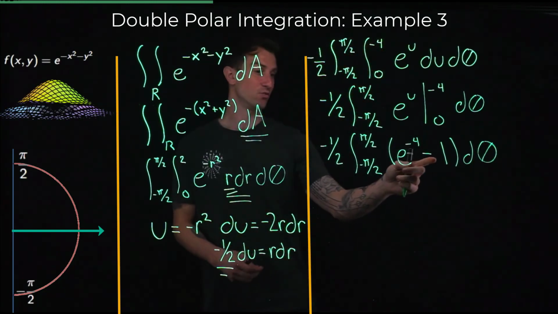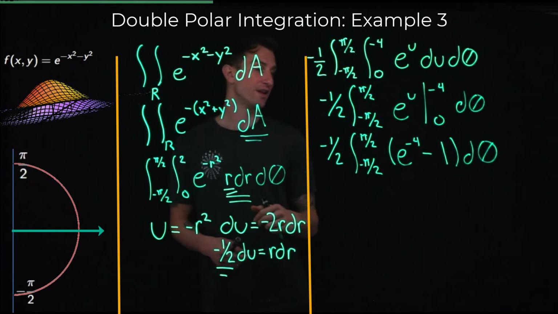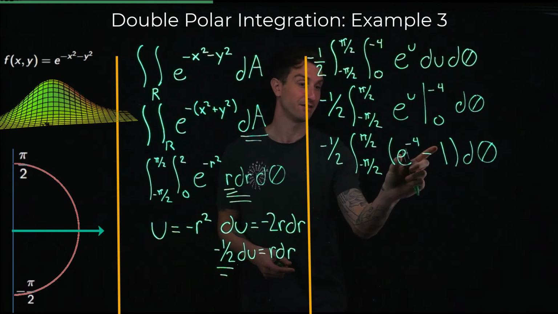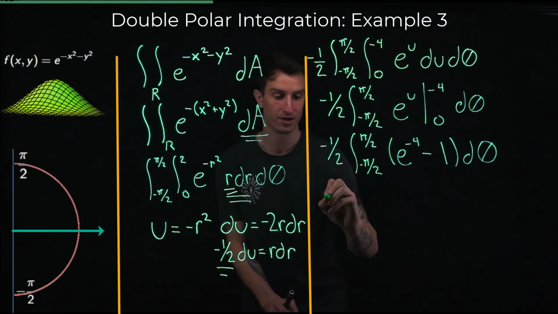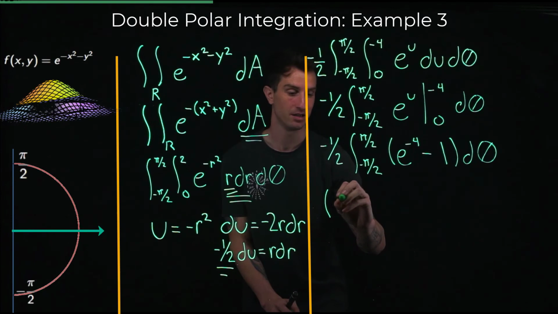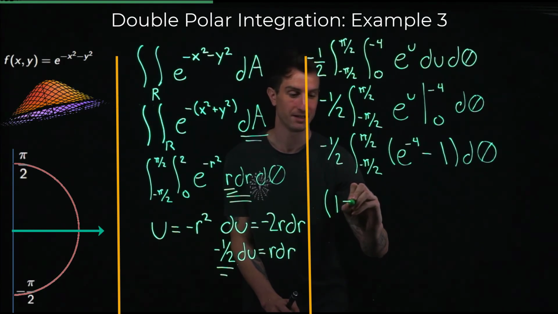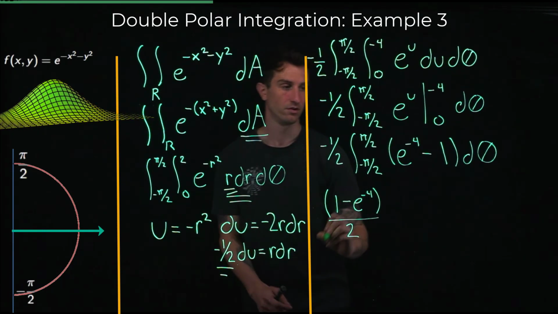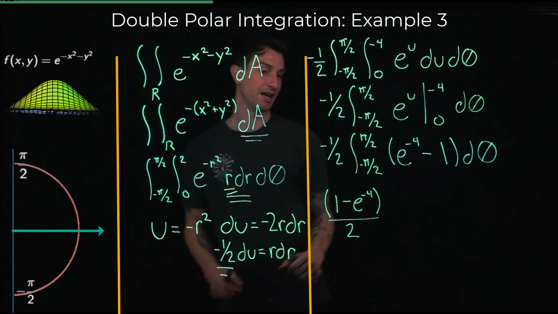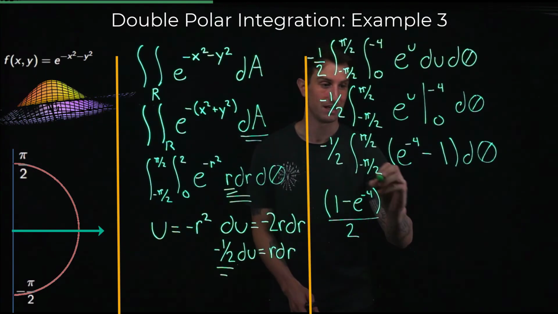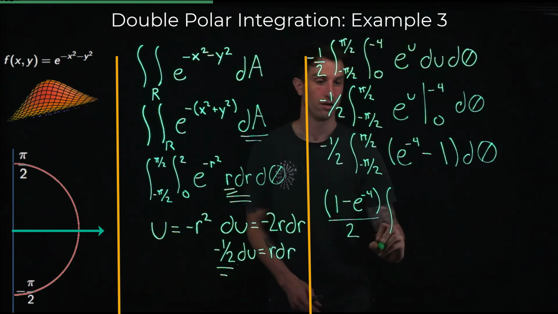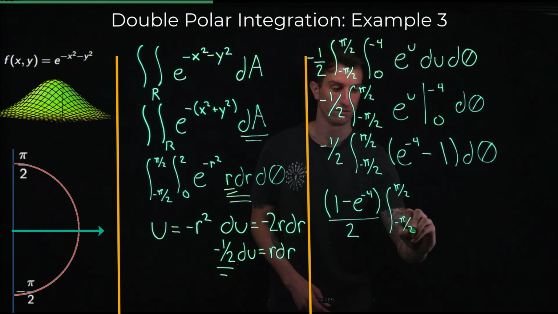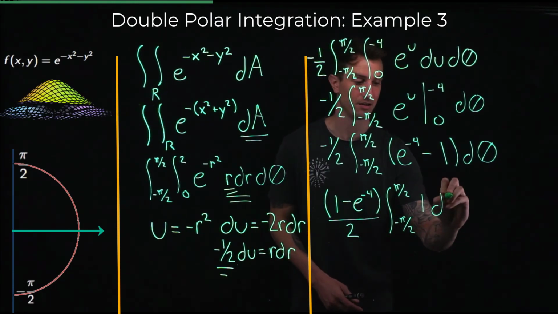Now we'll pause here. What do we know about this? This is one giant constant. What can we do? We can move it out to the front. Now, I won't trick you here. Because of this negative sign, I'm just going to flip these two, right? So the constant out in front is going to be 1 minus e to the negative 4 all over 2. Right, so the negative sign just flips that piece, and we're dividing by 2. And now we have the integral of pi over 2 to negative pi over 2 of just 1 d theta.